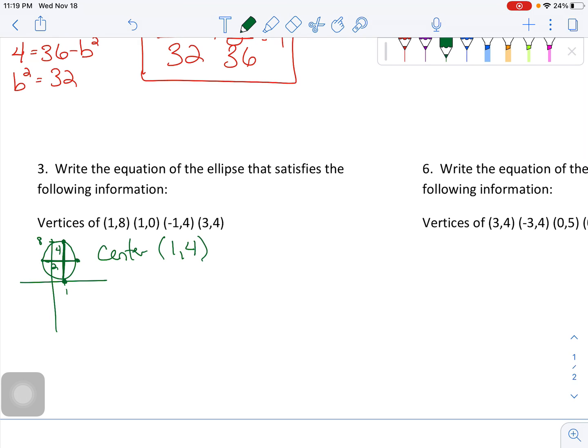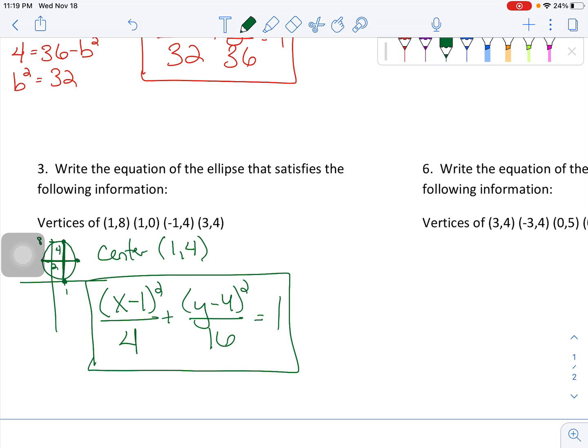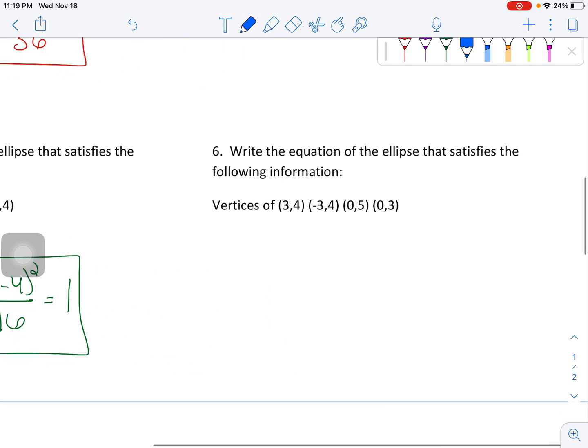All right, so we've got a center here of 1, 4. And we've already counted out the image, so we could just use those values. We actually don't need to know where the 2 foci are. So x minus 1 squared plus y minus 4 squared is equal to 1. All right, denominators here. Along the horizontal axis, that's going to be 2 and square it, so that's going to be 4 here. Vertical axis, we're going to look at that 4, square it, and that's your 16. So there is your standard form.